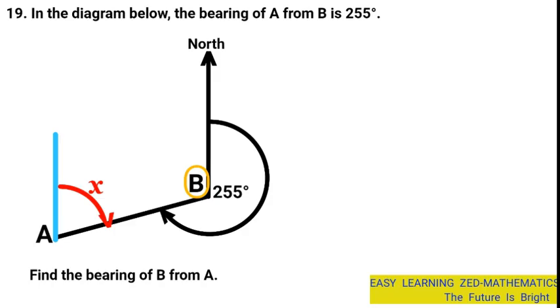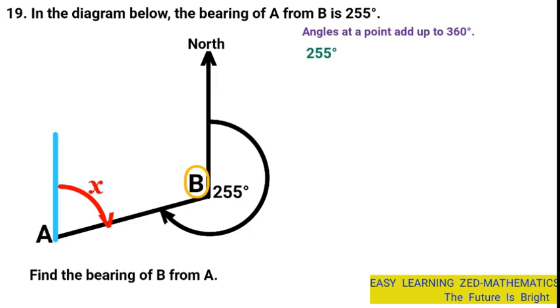So you're going to find a property that you can use to find the angle B. And the property we can use is angles at a point add up to 360 degrees. That means when you combine angle B and the bearing, 255 degrees, it should give you a sum of 360 degrees. So that's what we're going to use. We're going to say 255 degrees plus B is equal to 360 degrees.